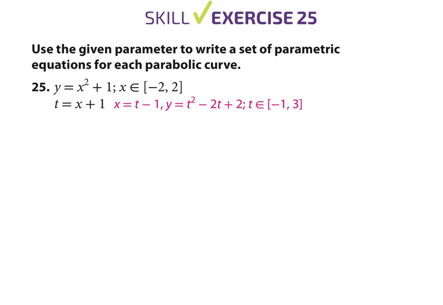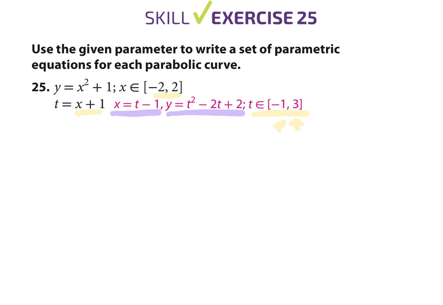I just want to point out that when you write your parametric, you'll notice I underlined the ones. You should have an x parametric and a y parametric. And then your domain is now written in terms of t. So all they did was they took the -2 to +2 and they plugged it in here. So -2 plus 1 gave me my -1. +2 plus 1 gave me my +3.